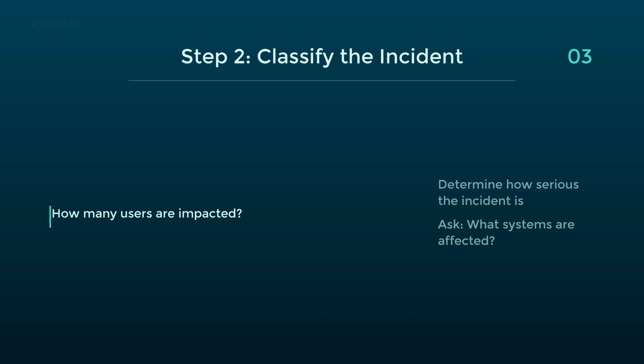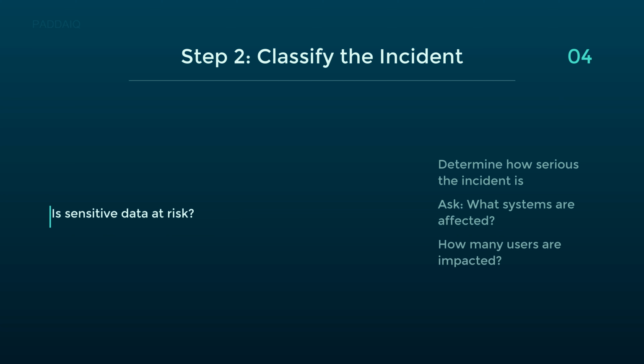How many users are impacted? This means determining the scale of the problem by counting affected individuals. For example, if an app's login fails, check if it is just one person's account or the entire department. Identifying this scope is crucial for prioritizing your response and allocating the right resources to resolve the issue efficiently.